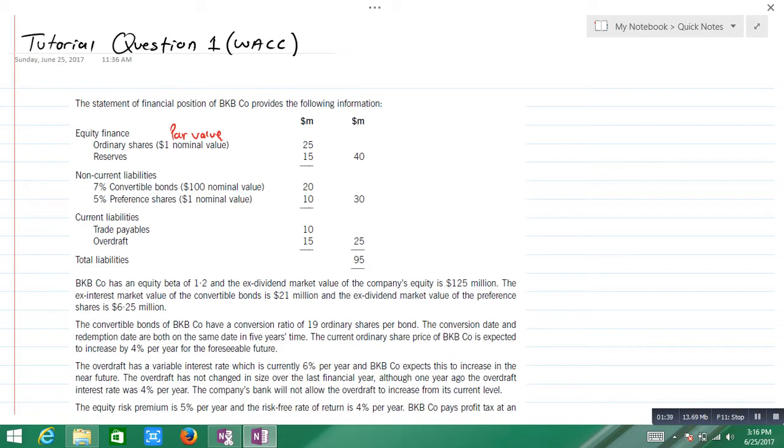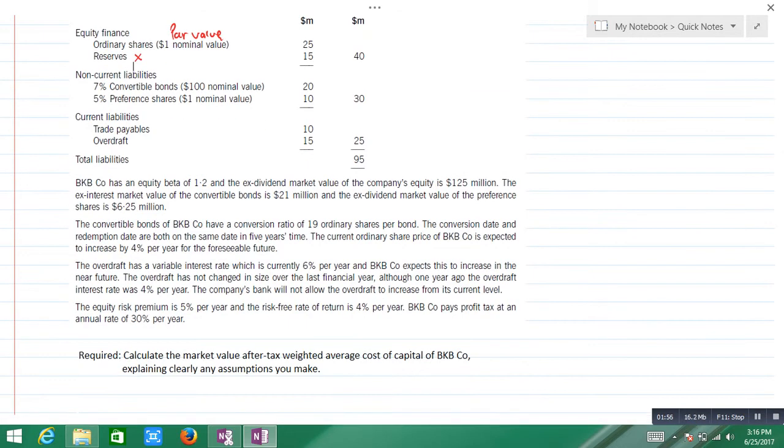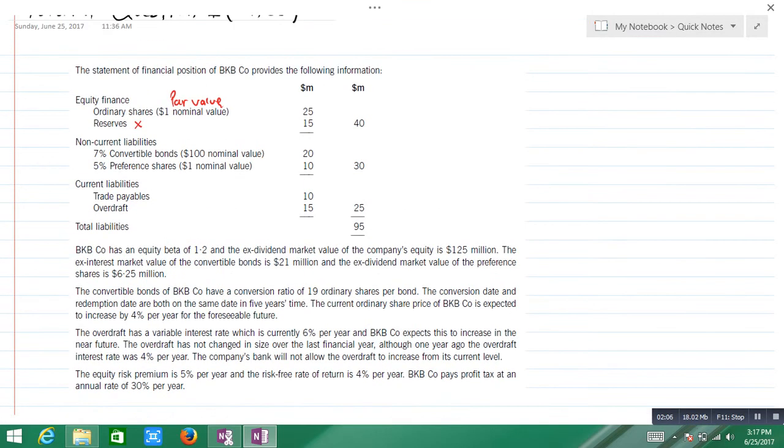Okay, so when you see reserve, we are not going to include these in the calculation of WACC. Definitely. Okay, we only include reserve in the calculation of gearing. Yes, but if you look at the required for the question, we are not going to calculate gearing. We're only going to calculate weighted average cost of capital. Okay, and let's look at the next part.